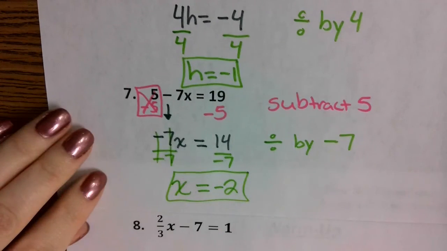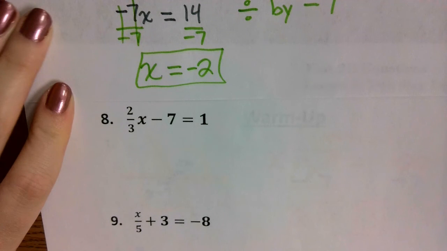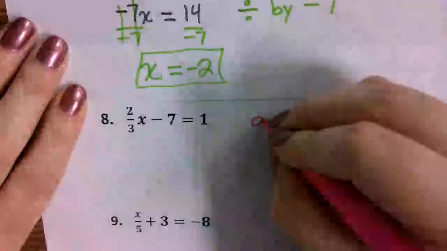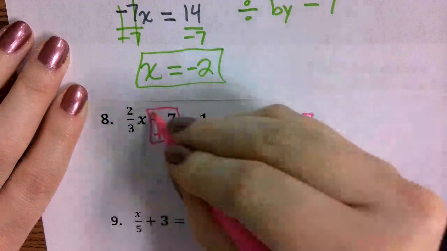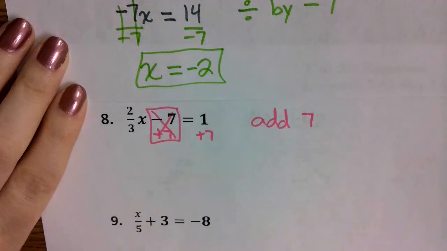Okay, problem number 8. Fraction shouldn't be a big deal. It doesn't matter that there's a fraction. It's still the same exact process. We're first going to go ahead and add 7 to both sides so that we can get rid of those constants.